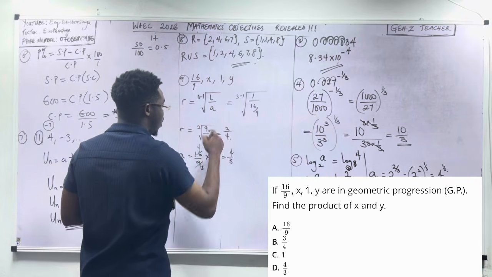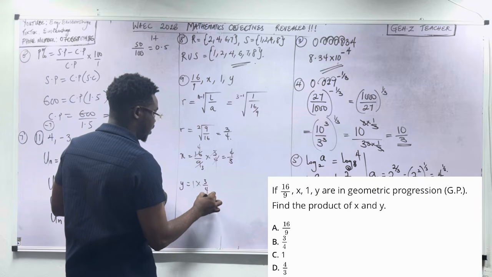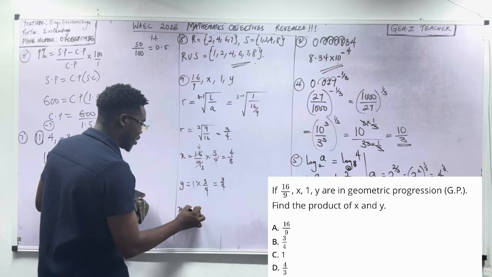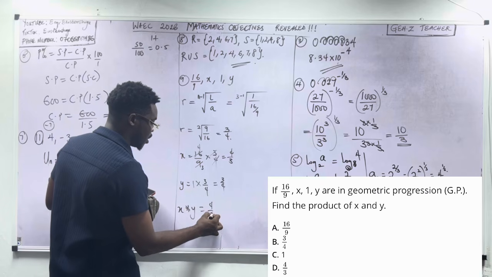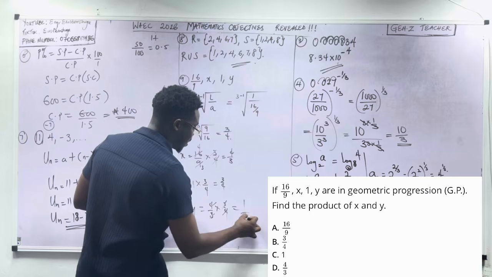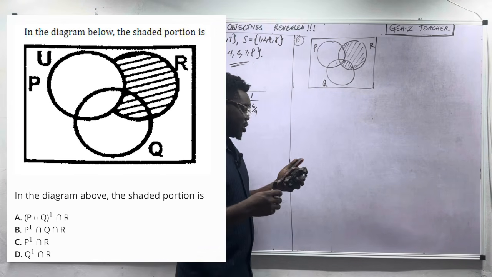We can find y. Y should be 1 times the common ratio. Again, that's also 3 over 4. So we're finding the product of x and y, as x times y. That should be 4 over 3 times 3 over 4, and that should just give us 1 as the answer.